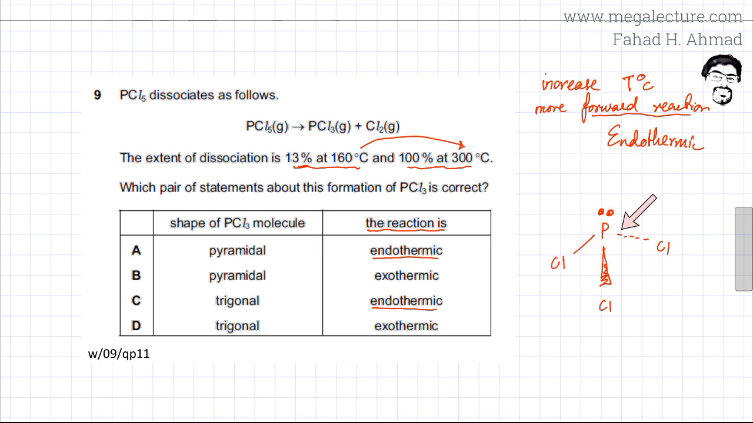The 3 chlorine atoms would be arranged in a pyramidal manner with the lone pair sitting at the top, repelling all the 3 bonds downwards. So the shape of the molecule is going to be pyramidal, and the correct option would therefore be option A, because the reaction is endothermic and the shape of the molecule is pyramidal. So option A is the correct option.